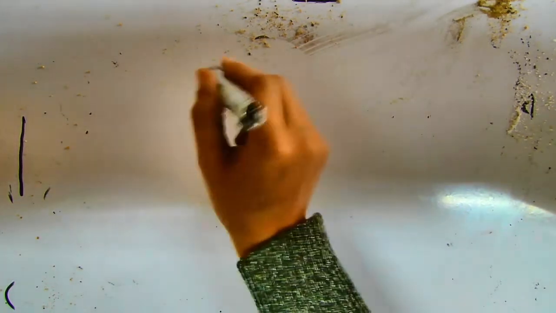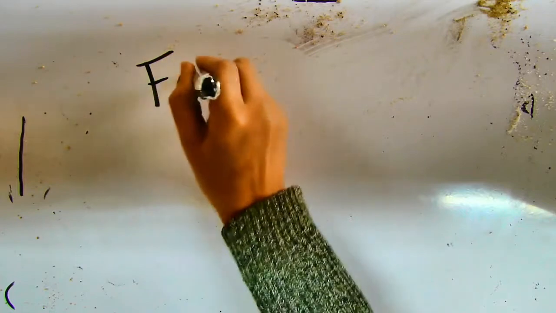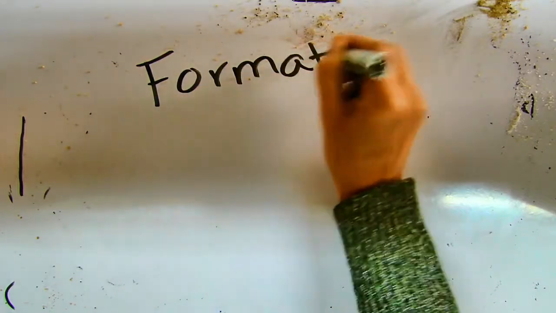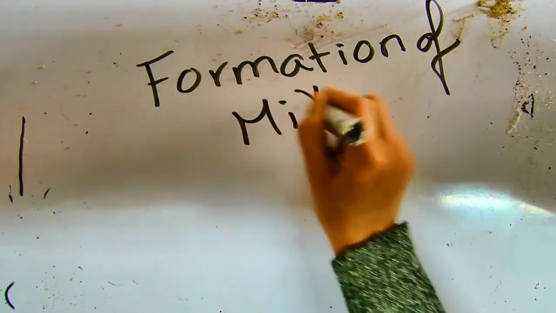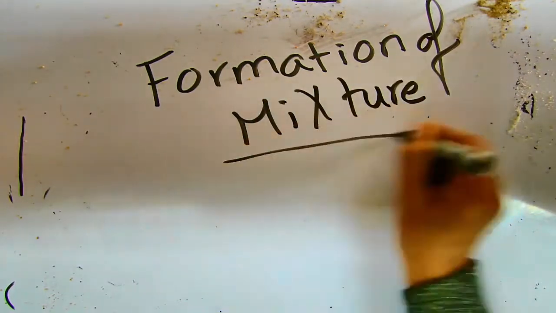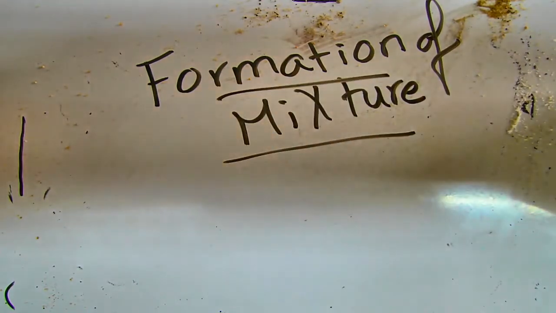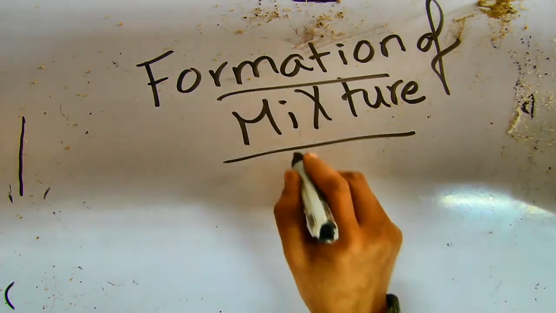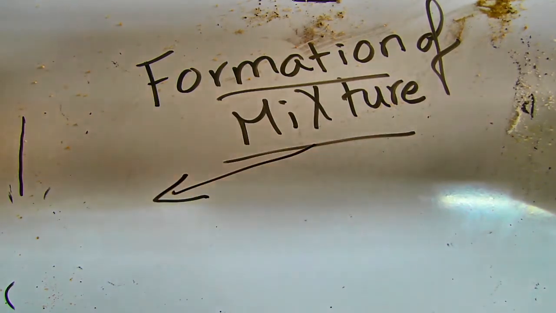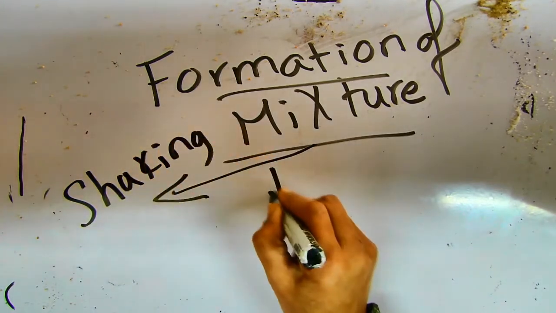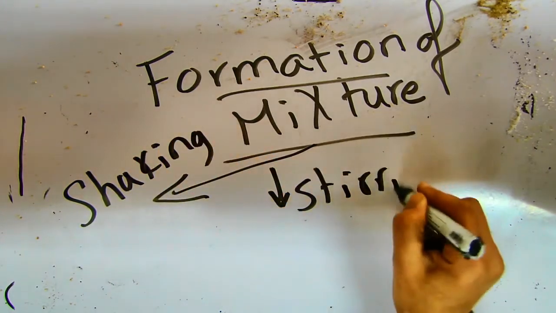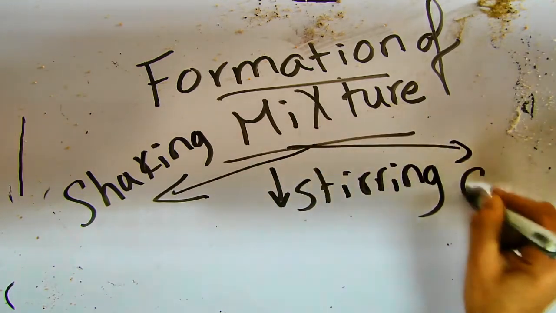Now, after we finish the properties of mixtures, we are going to talk about the formation of mixtures. How do we form a mixture? We have different ways to form a mixture. Number one, by shaking, by stirring, or grinding.